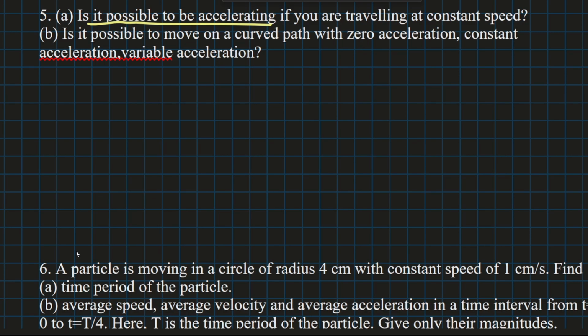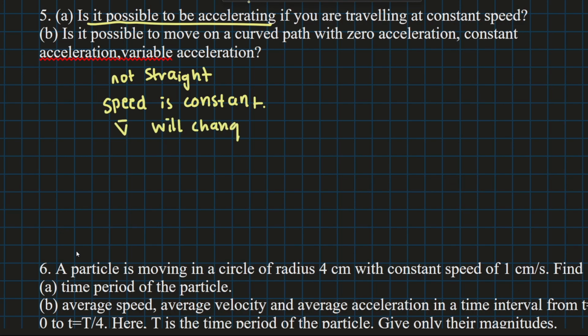In this question, it is given: is it possible to be accelerating if you're traveling at constant speed? We know that on a curvilinear path, a path which is not straight, even if the speed is constant, the velocity will change. Due to the change in velocity, there will be a change in direction as well. So therefore, the acceleration wouldn't be zero.